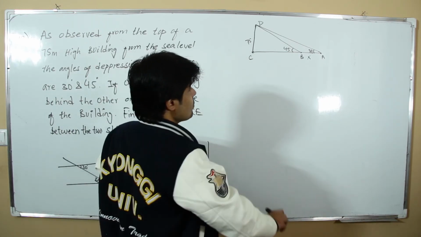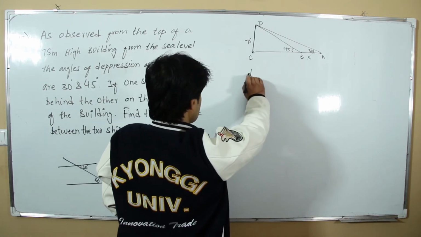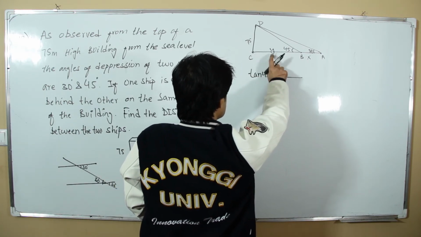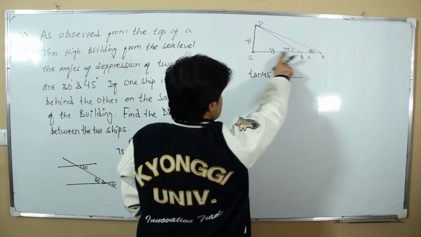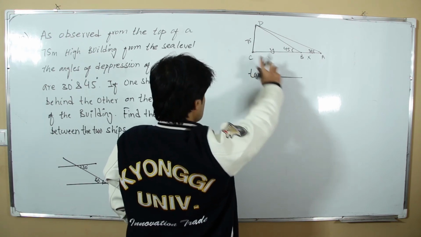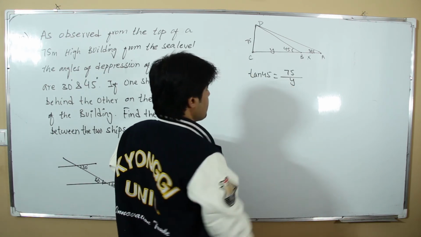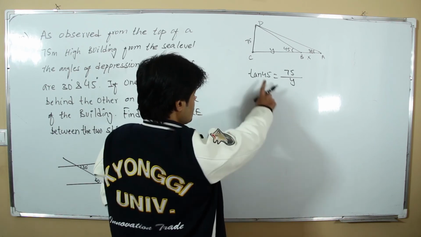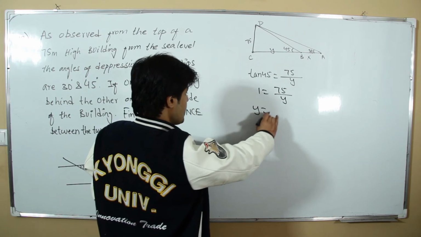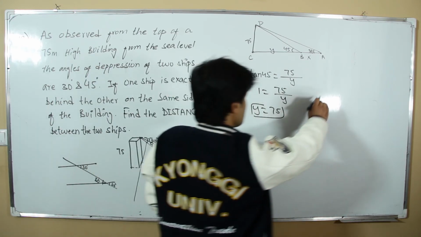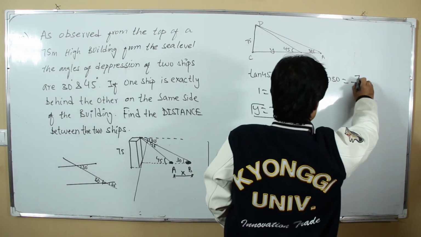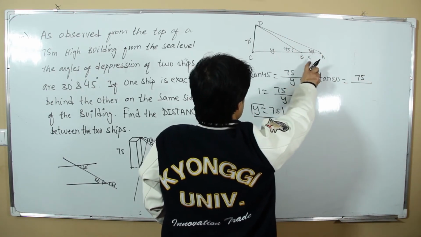Now if you define tangent 45, let me put this one as y. Y is the distance between B and C. So tangent 45 is opposite 25 by y. Am I right or not? Yes. Tangent 45 is 1, so 25 by y is 1, and y is 25. Now tangent 30 degrees is opposite 25 by adjacent x plus y.